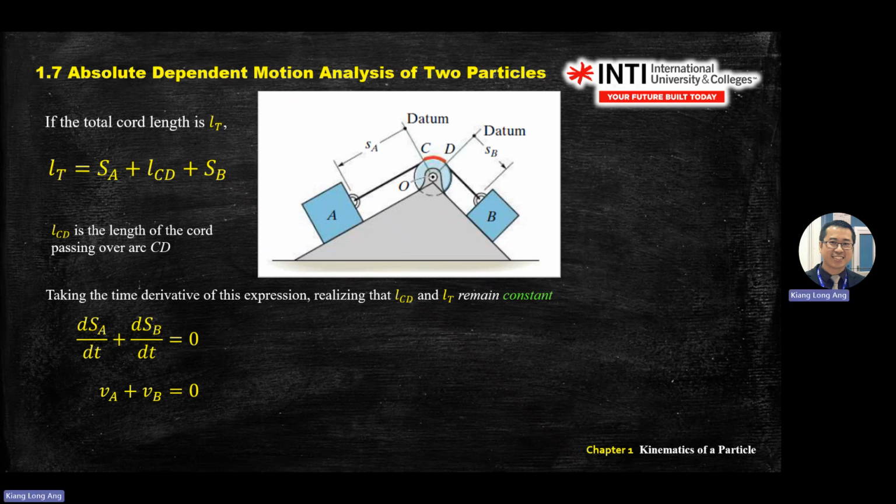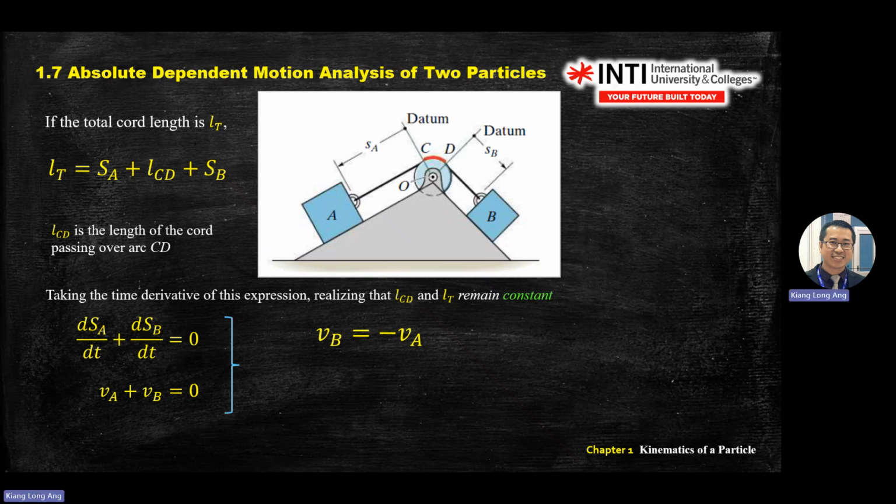Okay, so here you combine these two, you get the first equation, the relationship between two objects: VA equals minus VB, or VB equals minus VA, same meaning. And again, this is a vector. When you have a negative sign, it means both of them are moving in the opposite direction, referring to the datum.